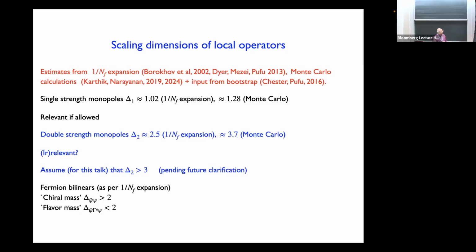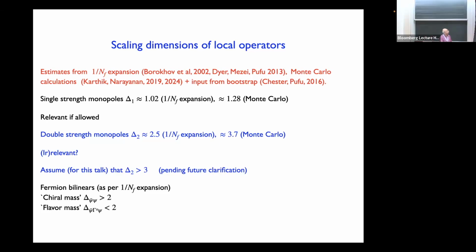Okay. Now, for fermion bilinears, as per the 1 over NF expansion, the chiral mass, psi bar psi, has a scaling dimension that's bigger than 2, and the flavor mass has a scaling dimension that's smaller than 2. And both of these have been calculated by many people, including by Silvio in the last few years. Okay? So that's the kind of information that we have. Various estimates based on various approximate calculations.